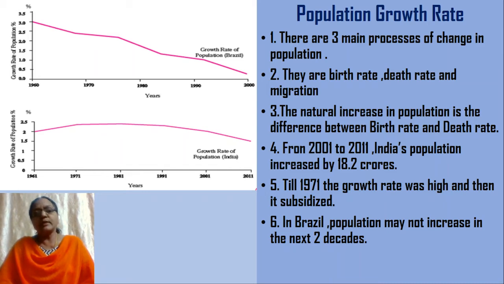Till 1980, birth rate has been increasing, and there was a very slight decrease in the death rate. And of course, the population growth rate showed an increase. After 1981, there was a decline in birth rate. Death rate also began to decrease, and the population growth rate began to decline gradually. So, any increase in population is always the difference between the birth rate and the death rate. If you look at the graph of India, you find that from 2001 to 2011, India's population increased by 18.2 crores.